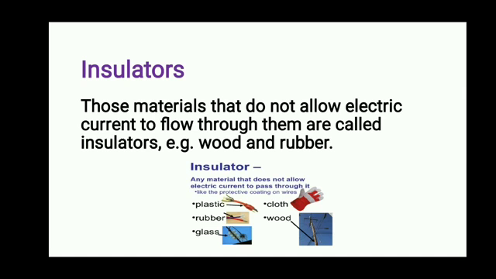Here we have a few sorts of insulators. We have plastic, rubber, glass, cloth and wood, and these all are good insulators of electricity, which means electricity cannot travel through them. So these are good insulators.